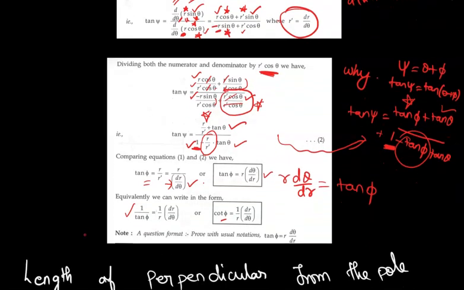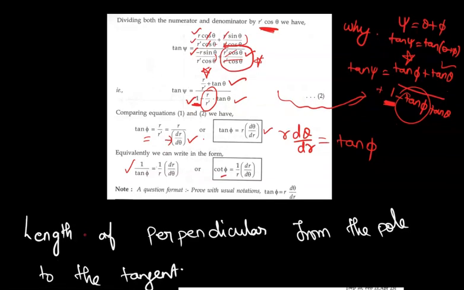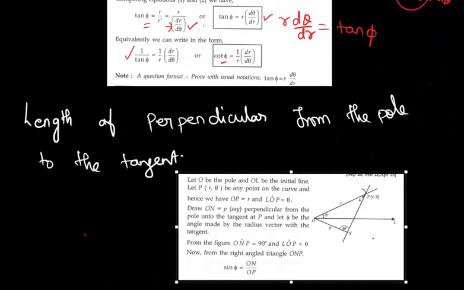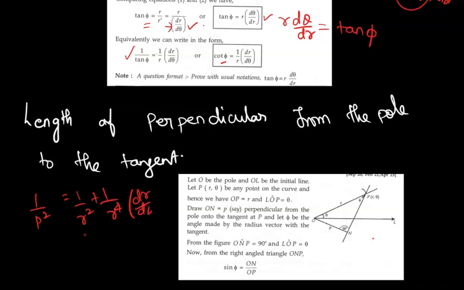So this is a very, very important proof, and the continuation of this is nothing but the length of the perpendicular from the pole to the tangent. So in case they ask us to prove, with usual notations, that 1 by p square is equal to 1 by r square plus 1 by r power 4 into dr by d theta the whole square, if they ask us to prove like that, then again we will continue the proof, that is the length of the perpendicular from the pole to the tangent.